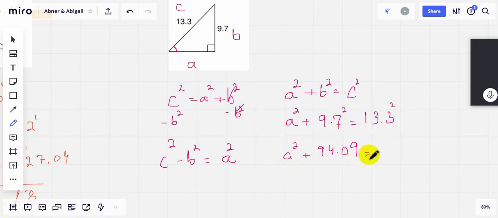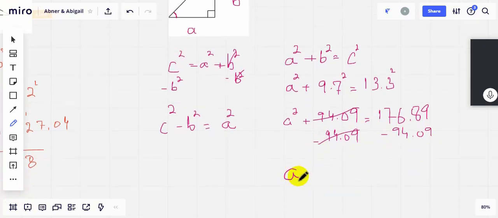What is the value of 13.3 squared? 176.89. Now we will subtract 94.09 from both sides, as we need a squared alone. These cancel each other, resulting in 0, and then a squared equals, now do this subtraction, 82.8.